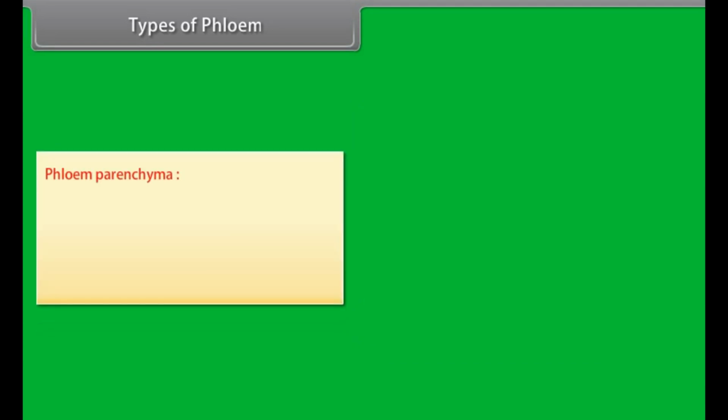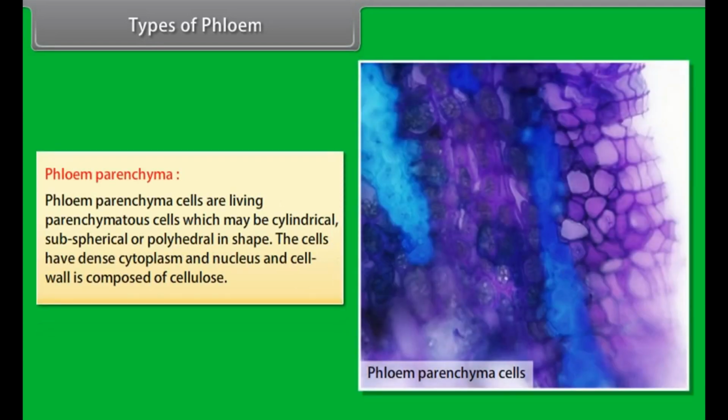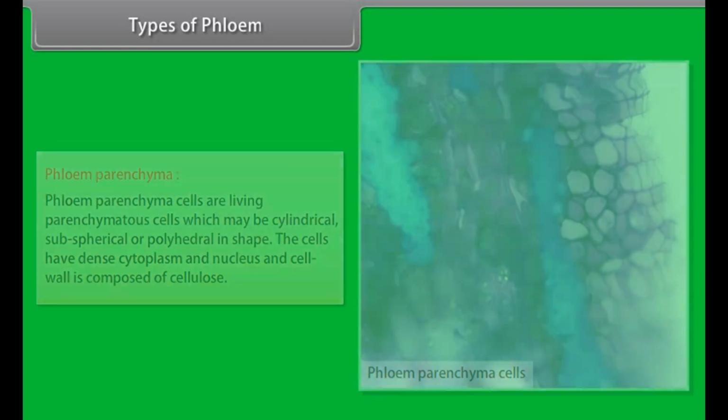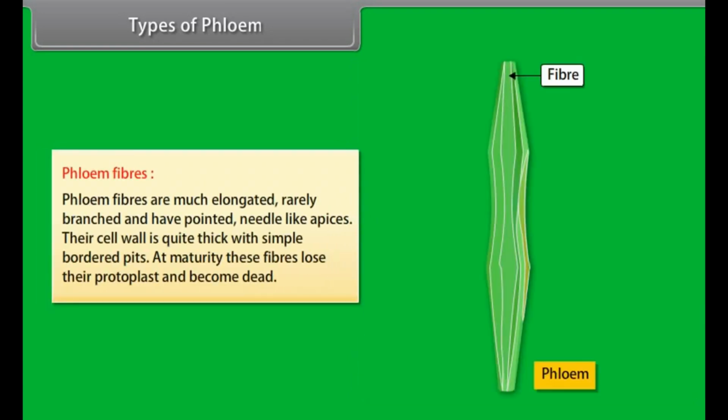Phloem parenchyma. Phloem parenchyma cells are living parenchymatous cells which may be cylindrical, subspherical or polyhedral in shape. The cells have dense cytoplasm and nucleus, and the cell wall is composed of cellulose. Phloem fibers. Phloem fibers are much elongated, rarely branched and have pointed, needle-like apices. Their cell wall is quite thick with simple bordered pits. At maturity, these fibers lose their protoplast and become dead.